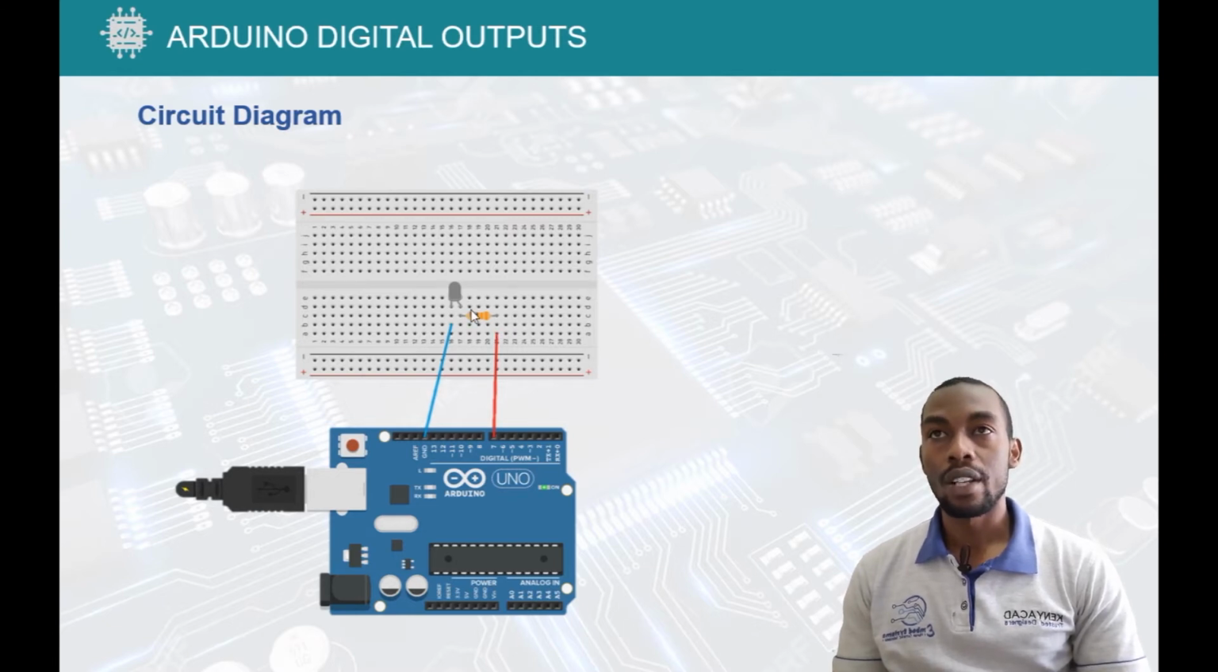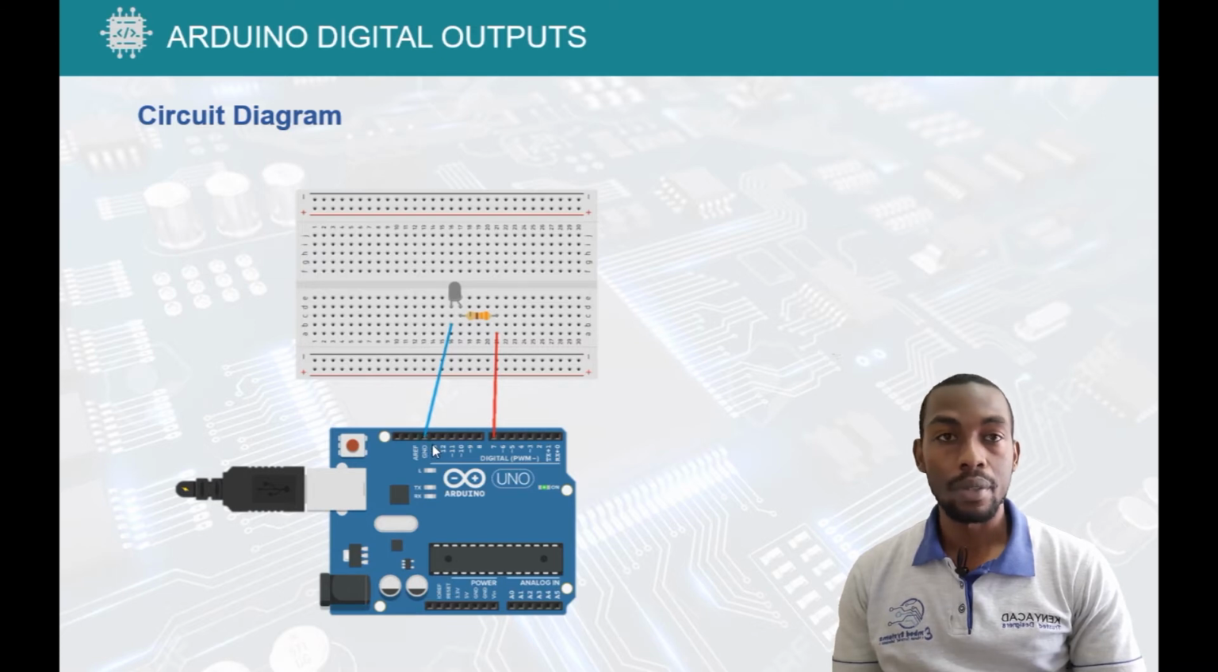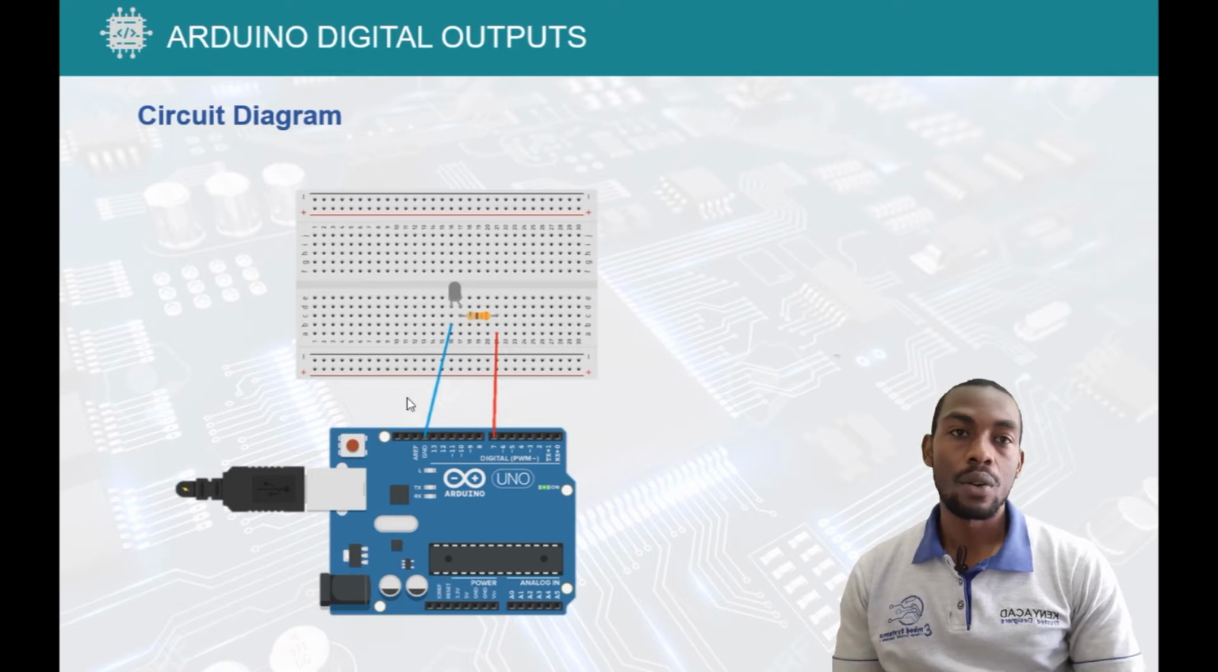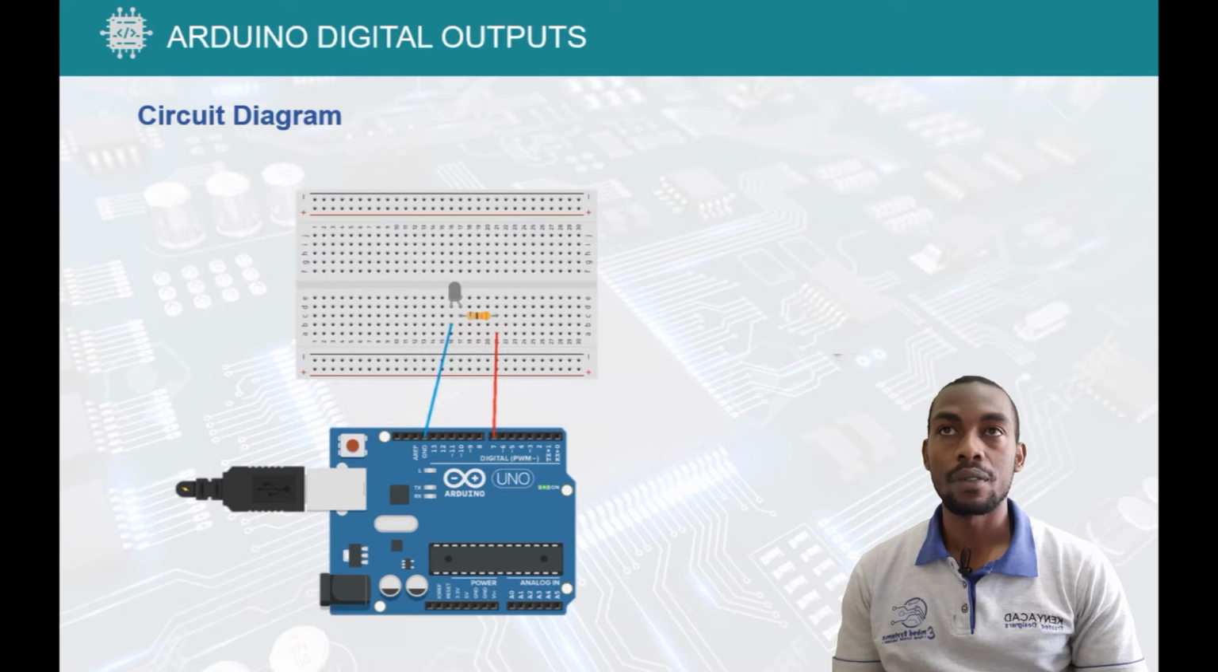So you connect the positive terminal of the LED to the resistor in series, and then connect it to digital pin number 7 of the Arduino. And then we connect the negative terminal of the LED to the ground pin of the Arduino. So that's all for the circuit. And then we now move to the Arduino IDE and then do the programming of this circuit, which we shall be able to implement and see how it works on the board.